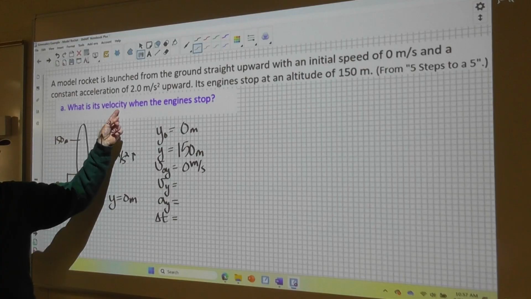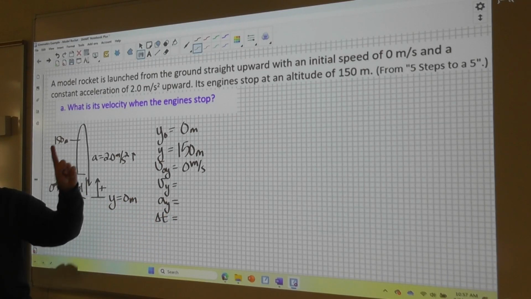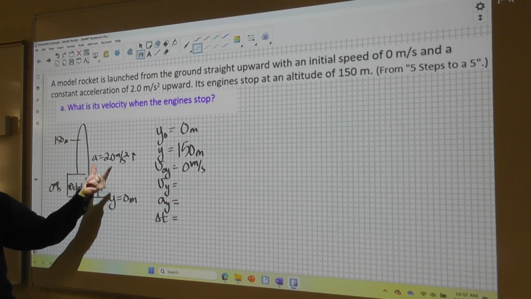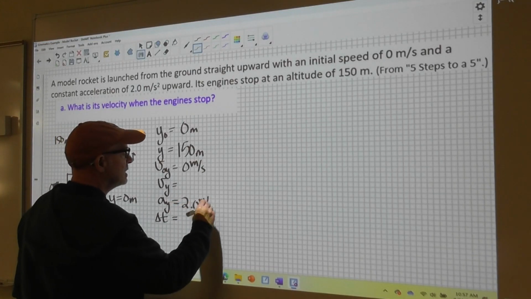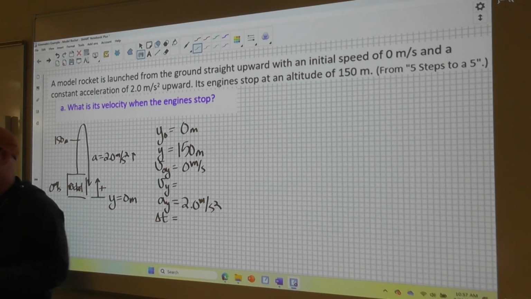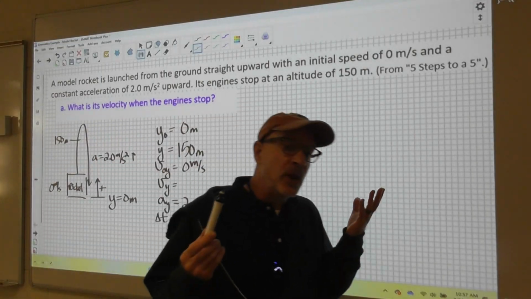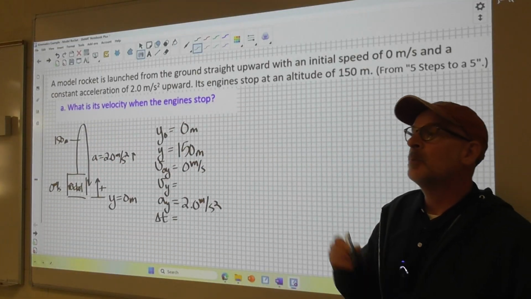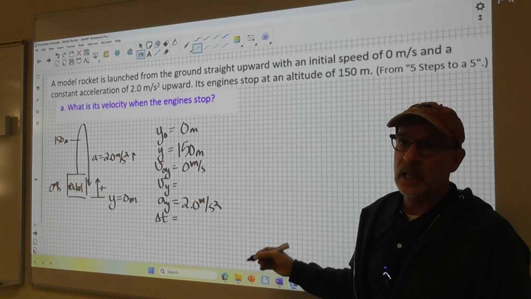That's our unknown. The acceleration, it's not in free fall. It's in the air, but it's being pushed upward by the engines. So it's not -10, it's 2. My acceleration is 2 meters per second squared. And then the amount of time that goes by isn't given. We don't know how much time goes by. So at this point, what do we do? Well, the last step of our algorithm says, pick the most useful equation and use it.